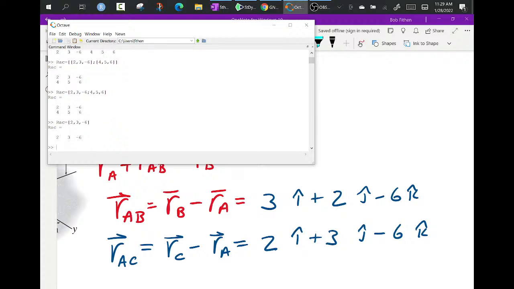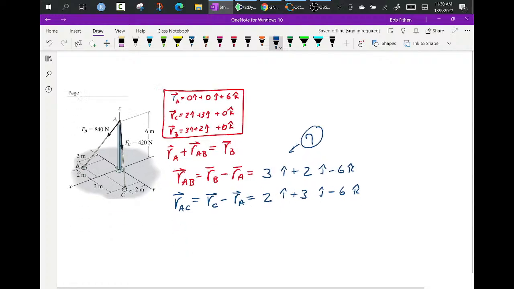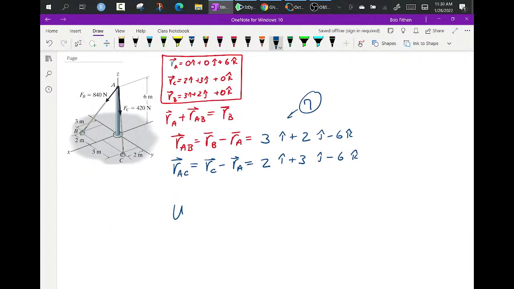That's the value. Now I'm going to find the norm of RAC. Wait, was it RAC? Yeah, well, RAC, RAB. 7. Guess what? Same value. 7 for both. That's because this length and that length are the same. So the length of these are 7. So now what do I do? Well, what you do now is I want to find the unit vector along AB.